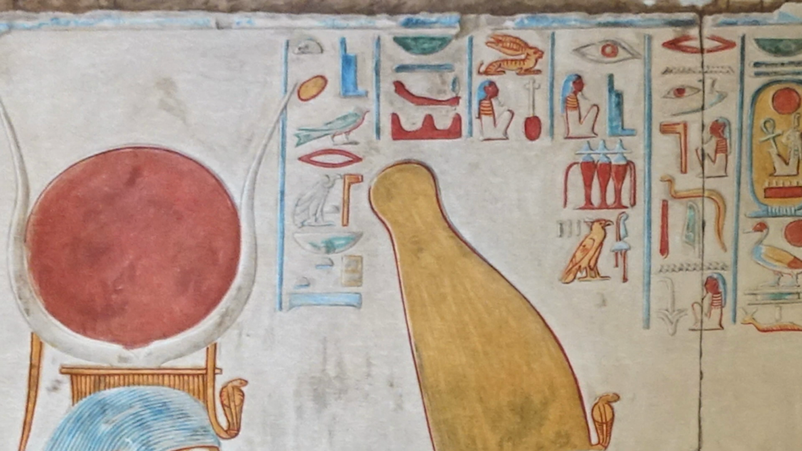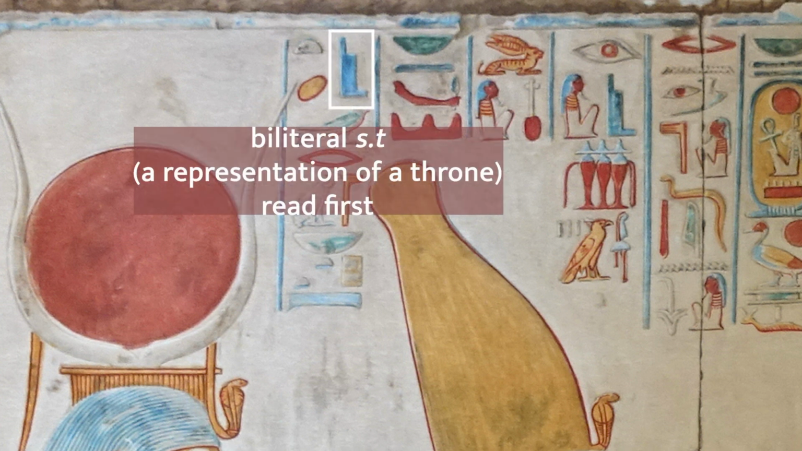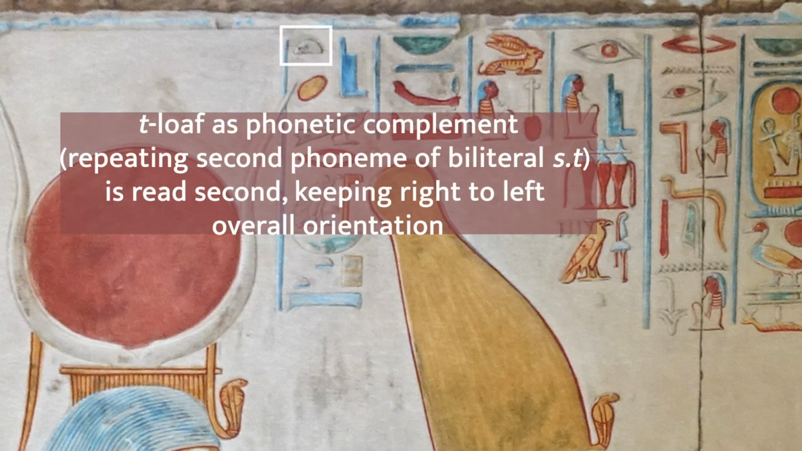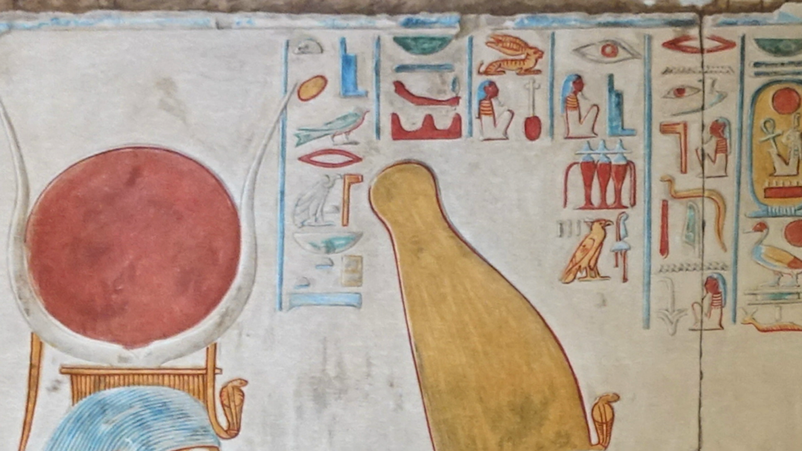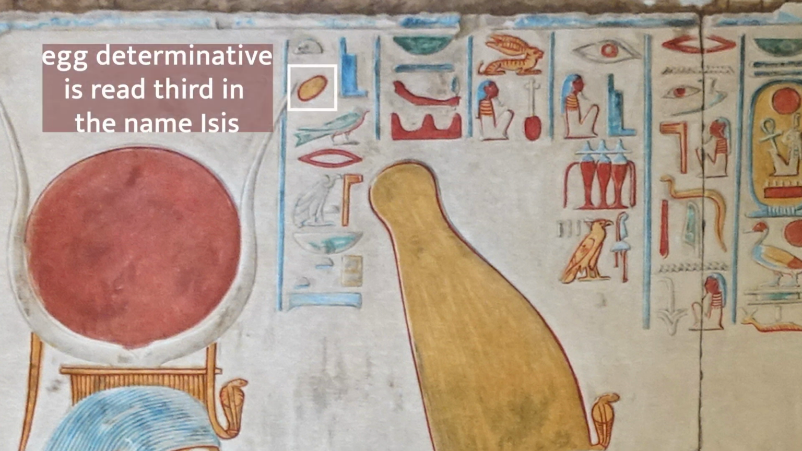Now, when you have a situation in a vertical column where you have hieroglyphs in a square, you maintain the right to left reading, but then read top to bottom within these smaller squares. So Set, the first biliteral in the name of Isis. T is a phonetic complement, meaning that it repeats the second of the biliteral sounds. And then an egg, which is a determinative that can be used in the New Kingdom for the name of a goddess. So that is Isis.